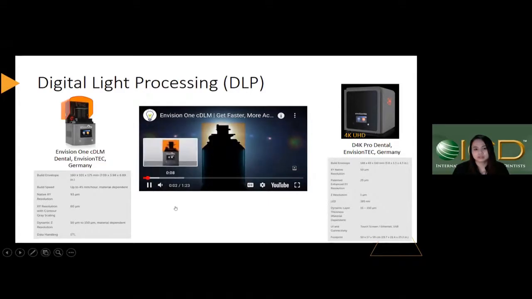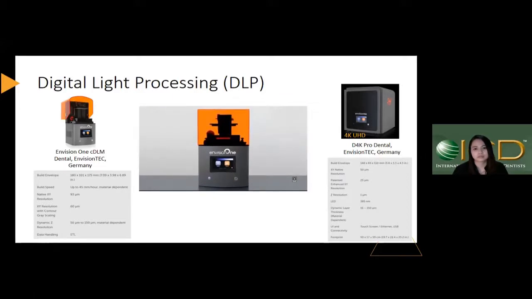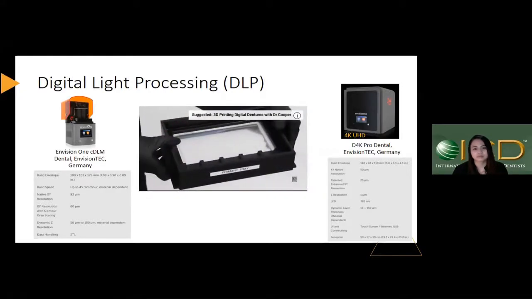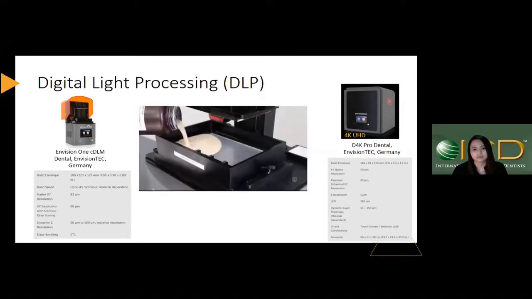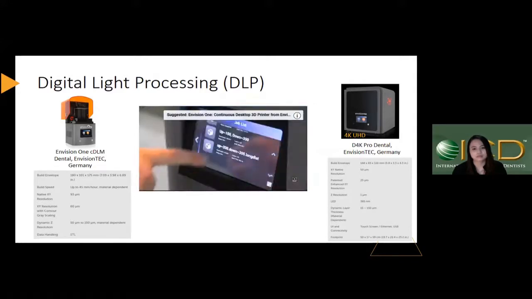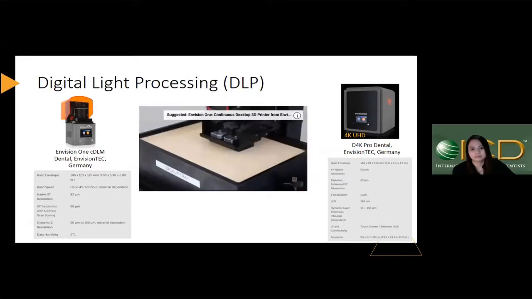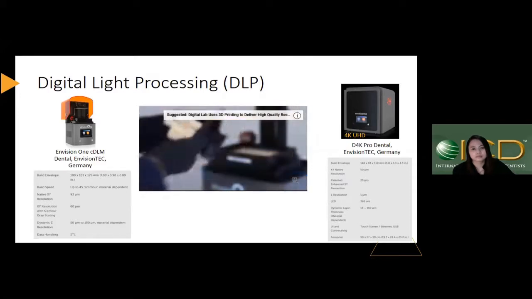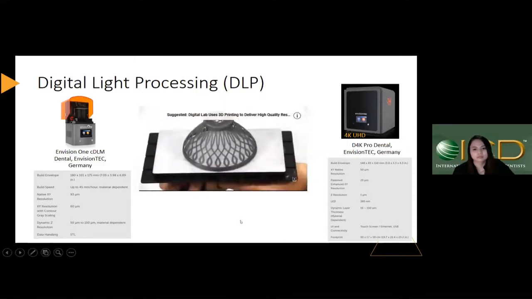From the originators of DLP printing comes the Envision One, a competitively priced, continuous desktop 3D printer from EnvisionTech. With enhanced CDLM technology and premium resins, the Envision One offers professional-grade results at the touch of your fingers. Its new domeless basement enables unprecedented speed, making it one of the fastest 3D printers available, delivering the most accurate models and robust end-use parts.